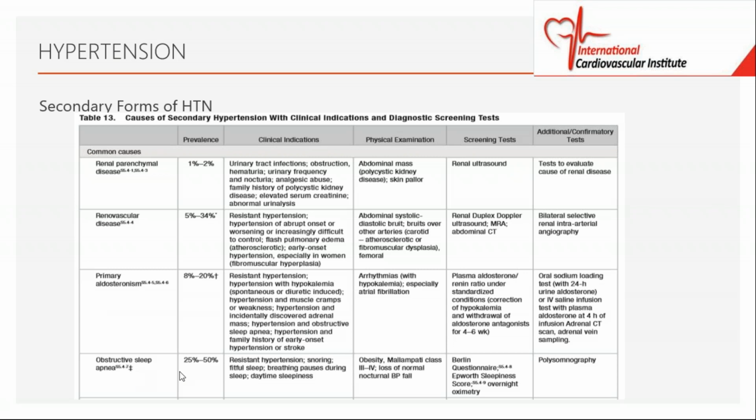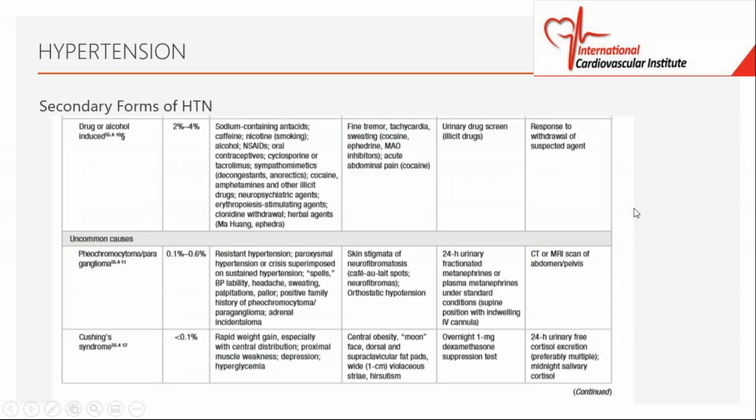Sleep apnea: 25 to 50% of your patients with secondary hypertension will have sleep apnea. So always get a detailed history: snoring, daytime somnolence. And even though we don't think of alcohol as a secondary form of hypertension, a lot of people drink 2 to 4 drinks per day, and they will develop significant hypertension.